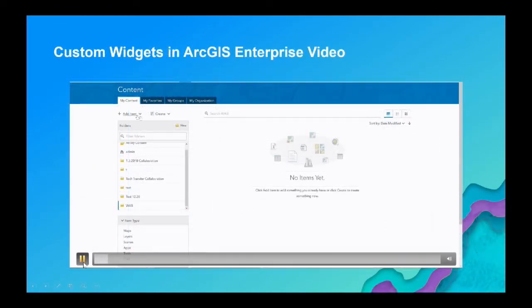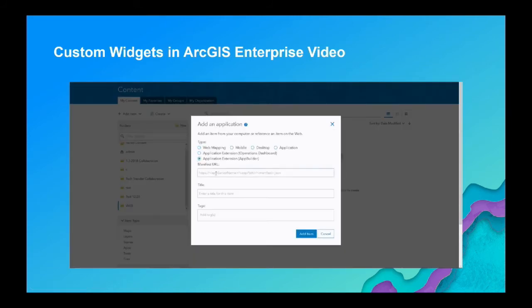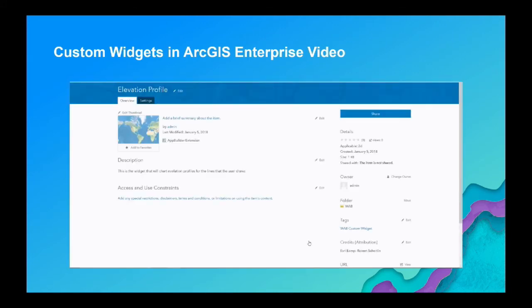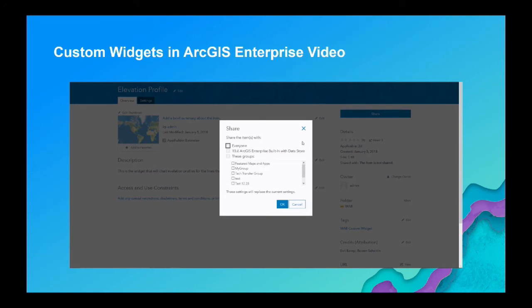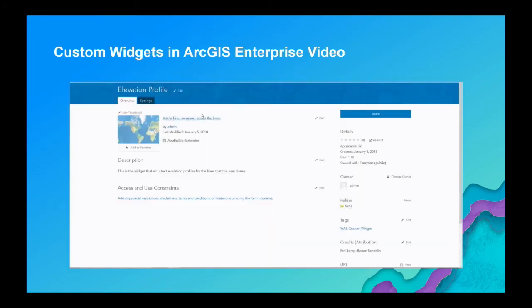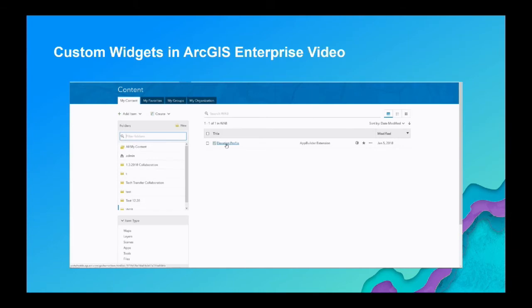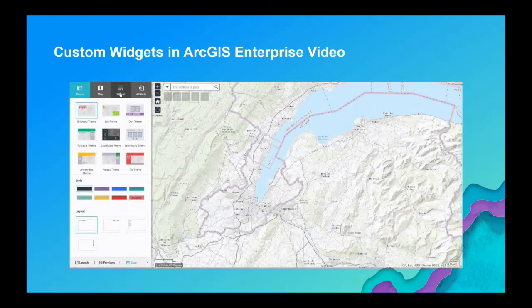So basically you add an item from your application, you select the application extension web app builder, right? This one we're doing elevation profile, we give it a tag, we add the item, okay? We share, because we want to share it within the org. We're sharing it with everyone in the group, the data store. Here we have our Elevation Pro App Builder extension.